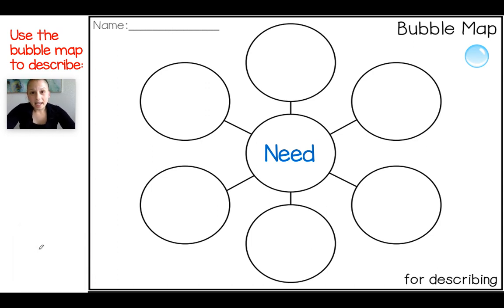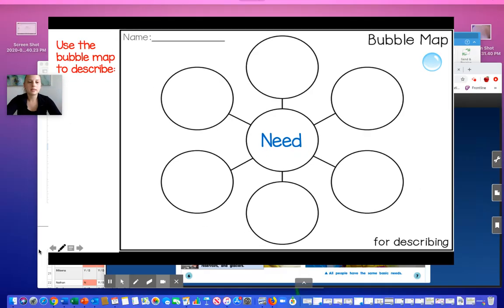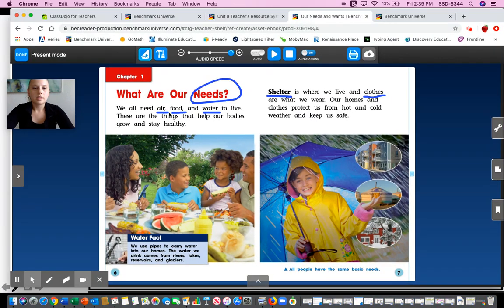Now, as I was reading, I was helping you, but you probably didn't know. I was underlining words of things that we need. So I'm going to go back to the page. I want you to think of some ideas, and then we're going to come back and write them in. Here we go. Things that we need: air, food, water, shelter, clothes. All right, so I'm going to start with air.